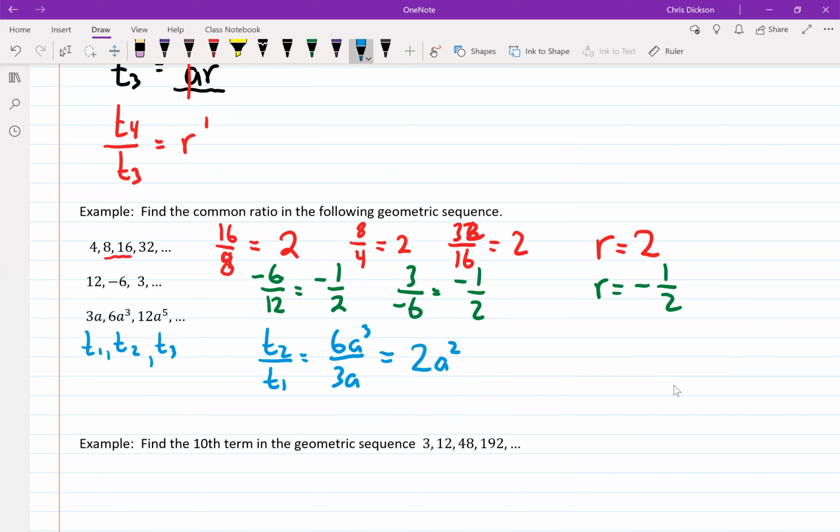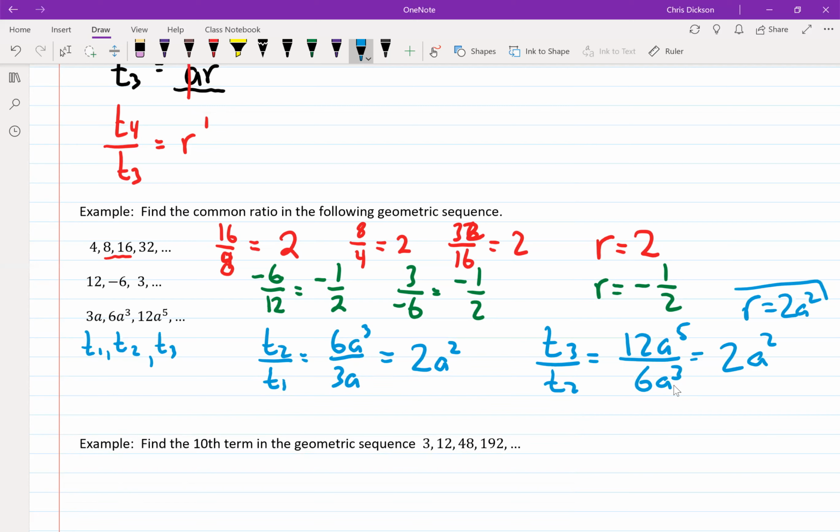So let's see if it's the same for T3 divided by T2, the same value here. So we have 12a to the 5 divided by 6a cubed. And so 12 divided by 6 is 2. A to the 5 divided by a cubed is a squared. So we can see here that the R value is actually 2a squared. We're multiplying by that each term as we move along here.